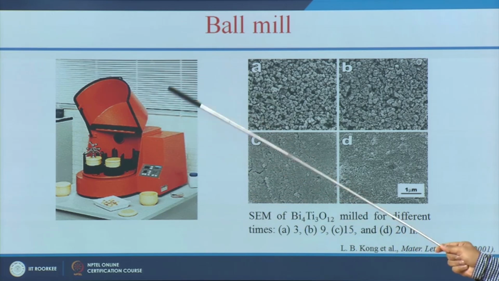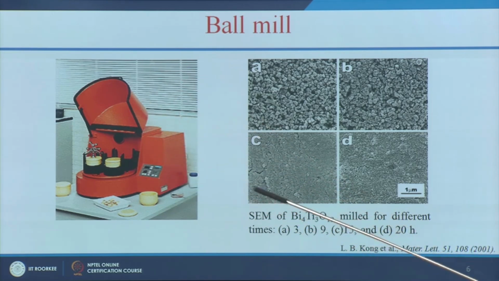We can also call it ball milling because we are using metallic balls, and this is an electron microscope picture. As I told you earlier, for seeing these nanoparticles you need an electron microscope. So this is a scanning electron microscope picture. You can see here figure A is after 3 hours of milling, figure B is after 9 hours of milling, C is 15 hours and D is 20 hours. So you can see that with respect to time the particle size is going down, and whenever you take the picture you have to insert the scale bar. The scale bar is very important, it will be useful for calculating the size of the particles.